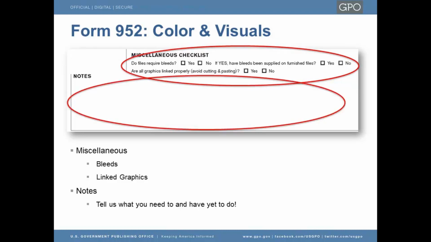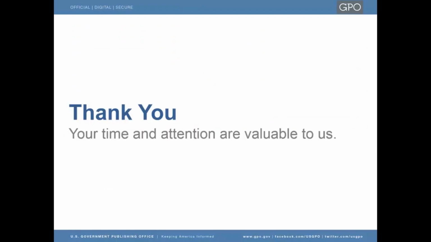Last but not least is a Notes section. Within this section, any additional information or special instructions can be provided as necessary. Upon completion of the Notes section, you have successfully completed filling out your 952. We have covered some very important information with the SF1 and the 952. You are now ready to do business with GPO.